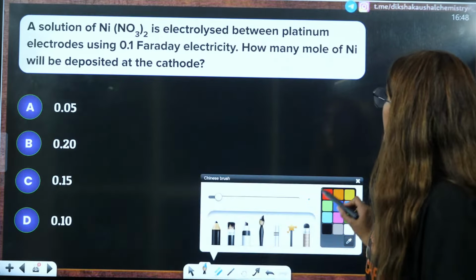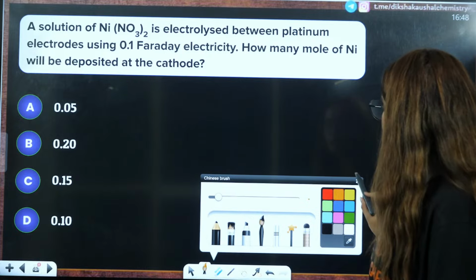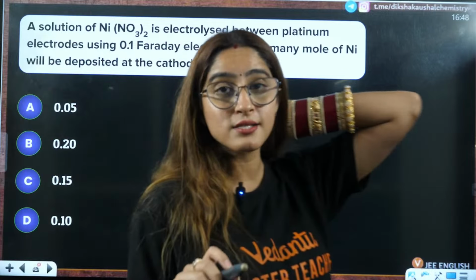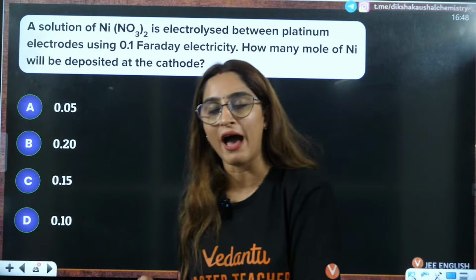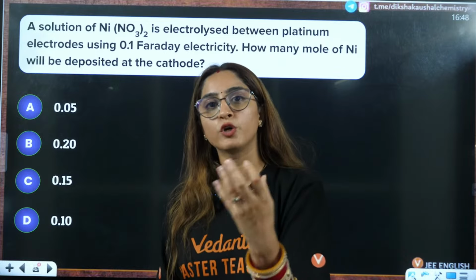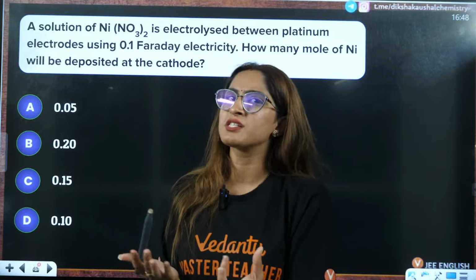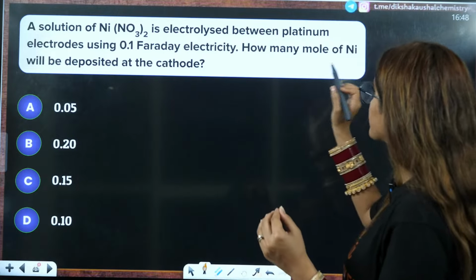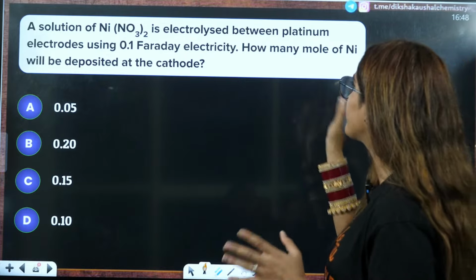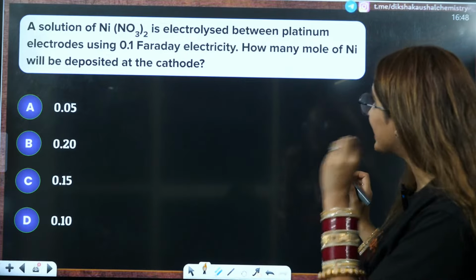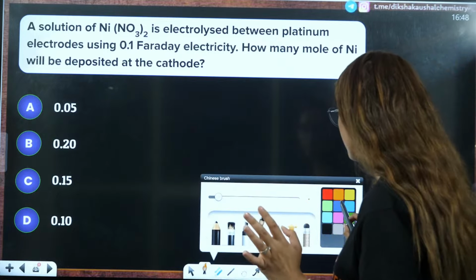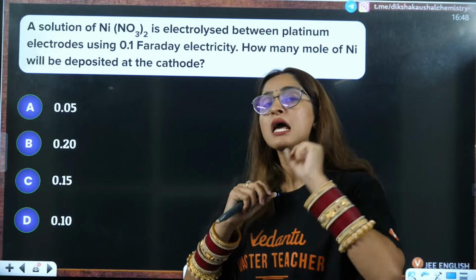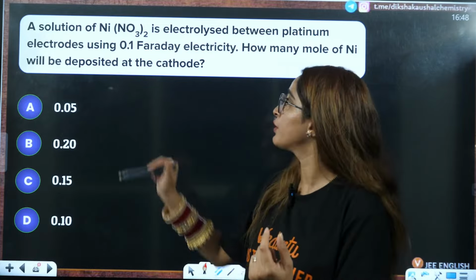Next is, okay, so now these kinds of questions, they are asking basically the number of Faradays for 1 mole, 2 mole. It will be a mixture of mole concept and electrochemistry. So a solution of this is electrolyzed between platinum electrodes using 0.1 Faraday. How many moles of nickel will be deposited? Right? Usually they ask you the current, but to have a good question here, we have modified the question so that they have given you the Faraday here.